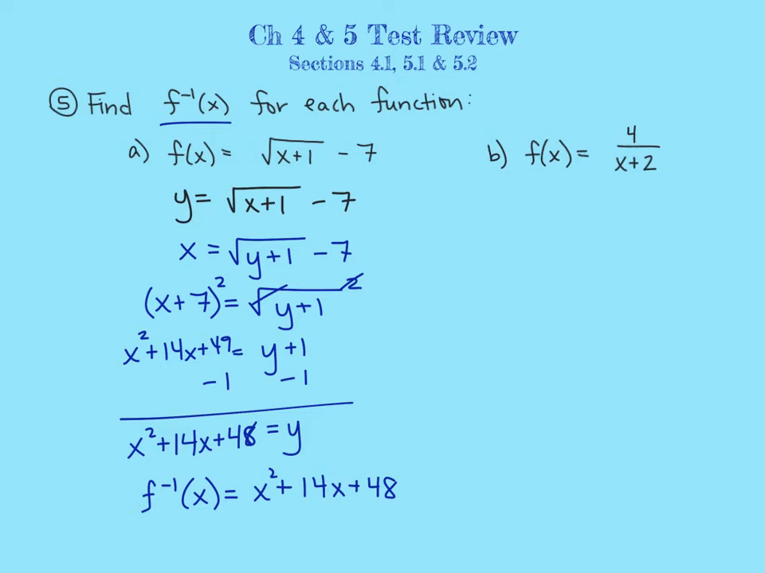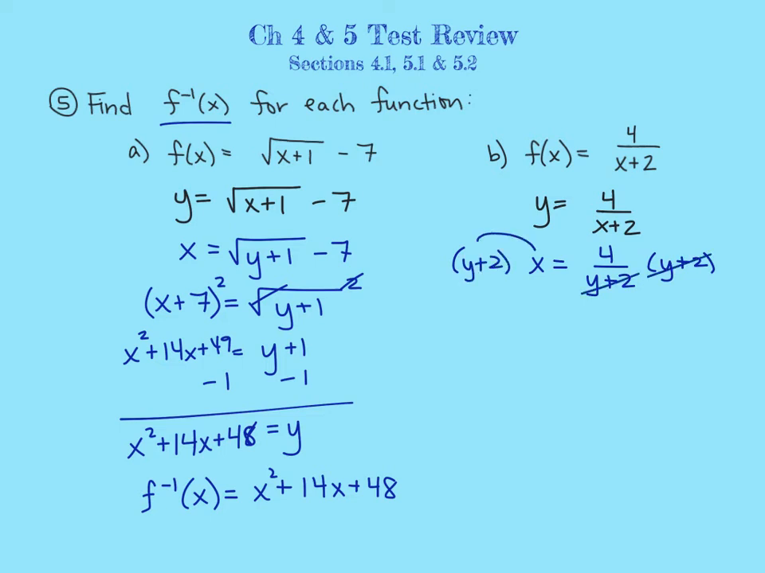In part B, we're going to do the exact same thing. So my first step is just simply replacing f of x with y. I have not found the inverse yet. Finding the inverse means swapping x and y, so we'll have x equals 4 over y plus 2. So I've technically found the inverse, but now it's not in terms of x, which we want. We want y equals. So I'm going to multiply both sides by y plus 2, or cross multiplying. That's essentially what I'm doing.